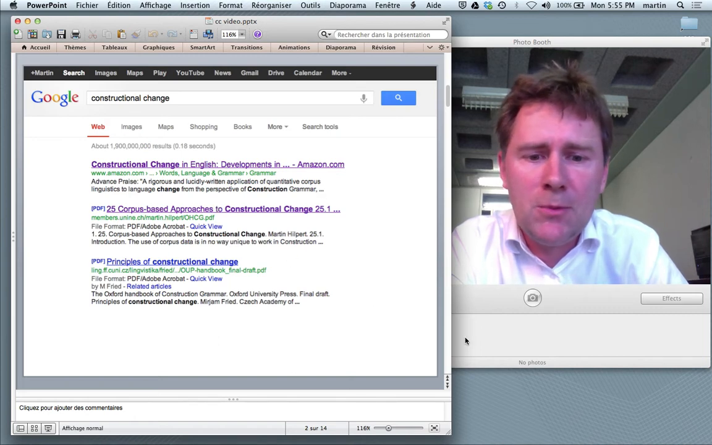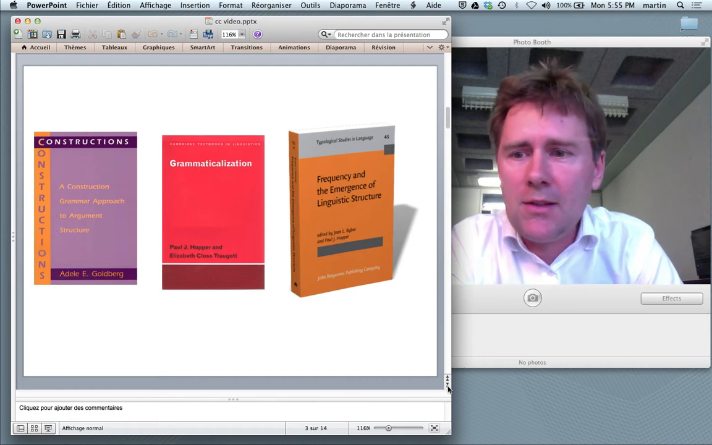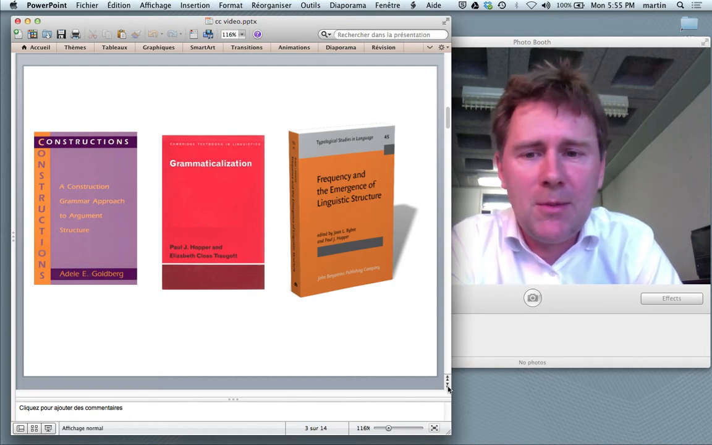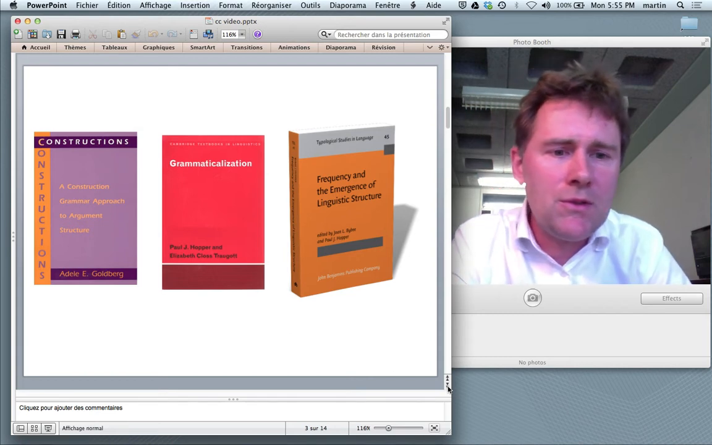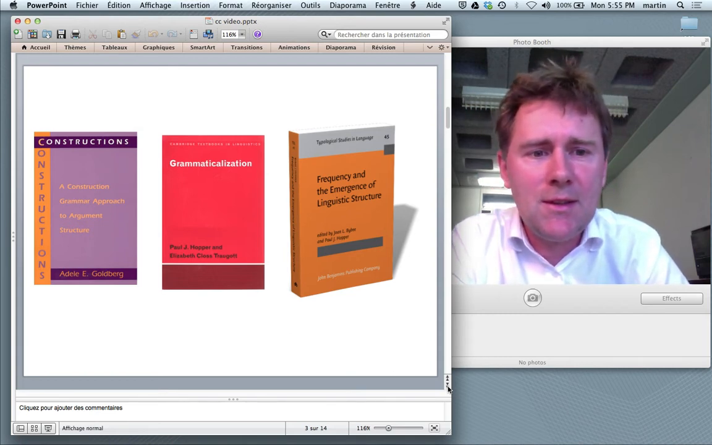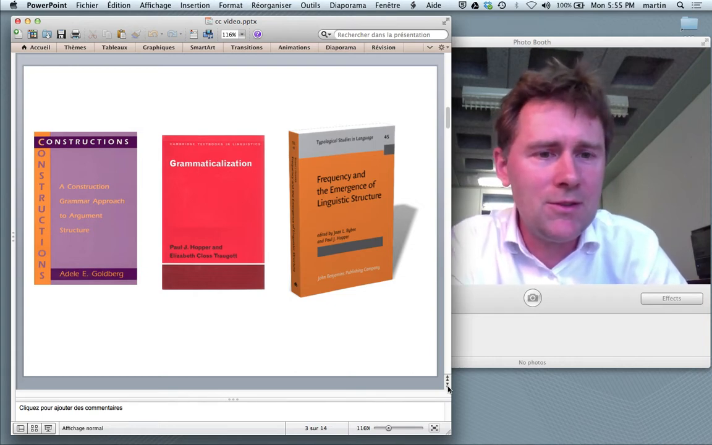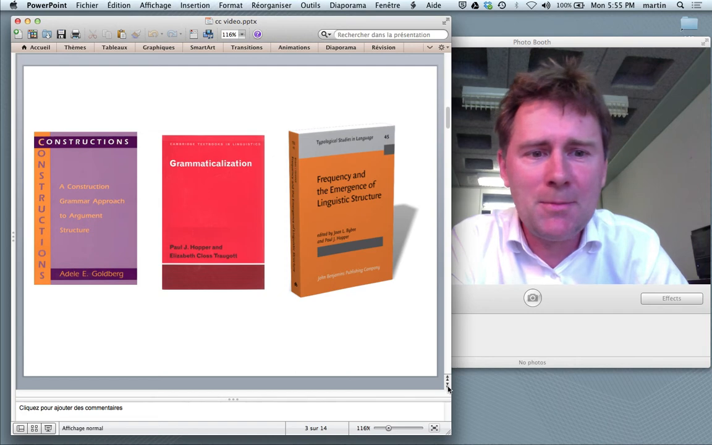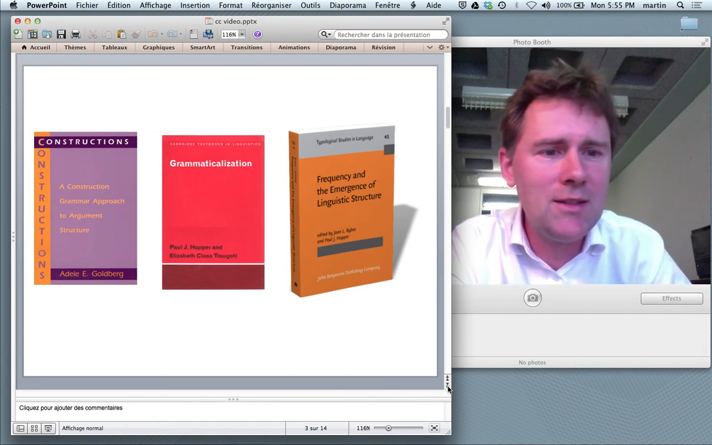The theoretical frameworks that I'm using in the book, first of all, Goldberg-style construction grammar, then grammaticalization research, as in the work of Elizabeth Traugott and colleagues, and of course, usage-based linguistics, as championed by Joan Bybee, Paul Hopper, and others. Right. That's what you can expect. Methodologically, I take an approach that is quantitative and corpus-based.